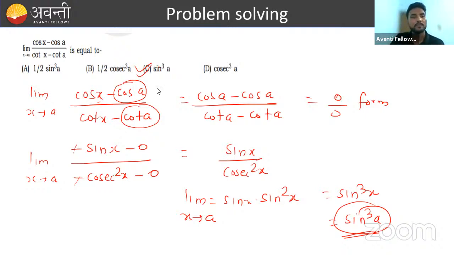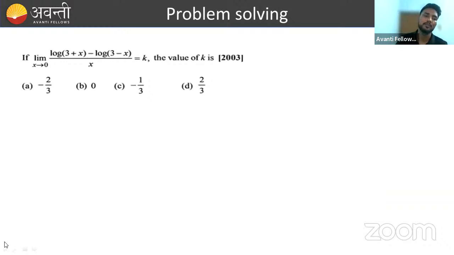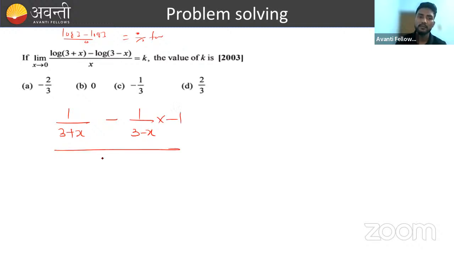Okay, chalo, let's move to the next question, guys. This is also very easy, right? Like log 3 plus x, x tending to 0, it means log 3 minus log 3 divided by 0. So 0 by 0 form. So what do we have to do? Again differentiation: 1 divided by 3 plus x minus 1 divided by 3 minus x. X का coefficient is -1, so -1 divided by what? X का क्या हो गया? 1. Limit x tending to 0.